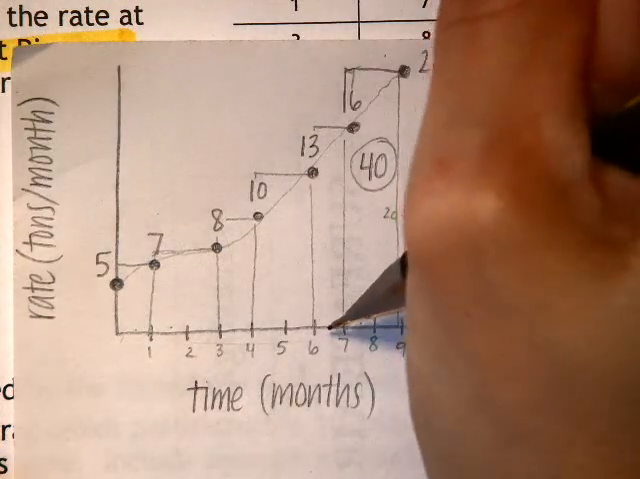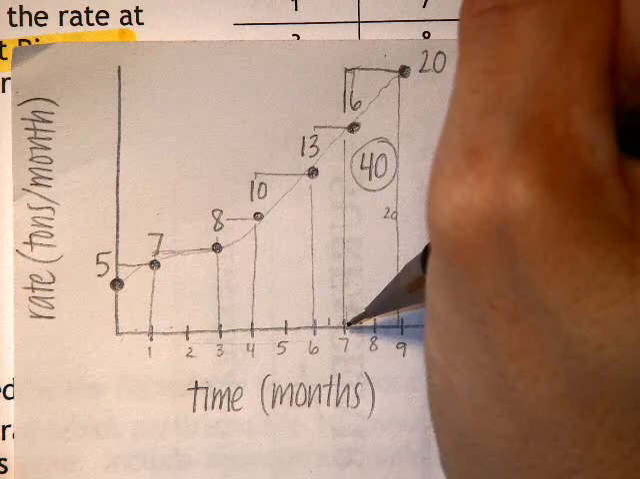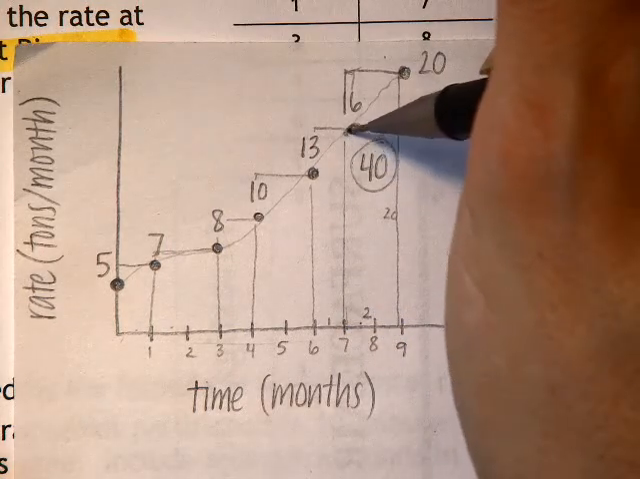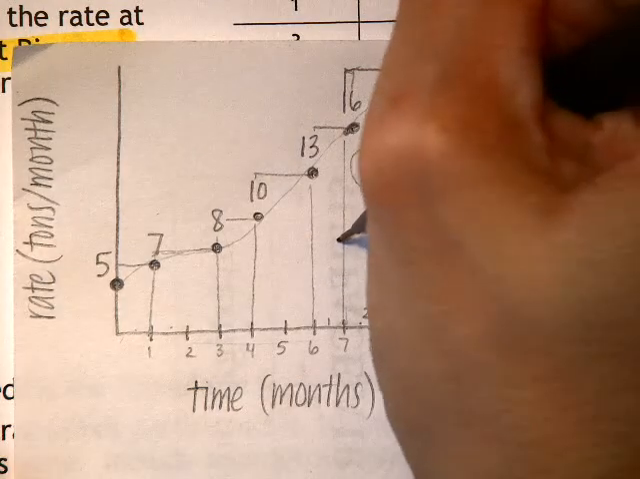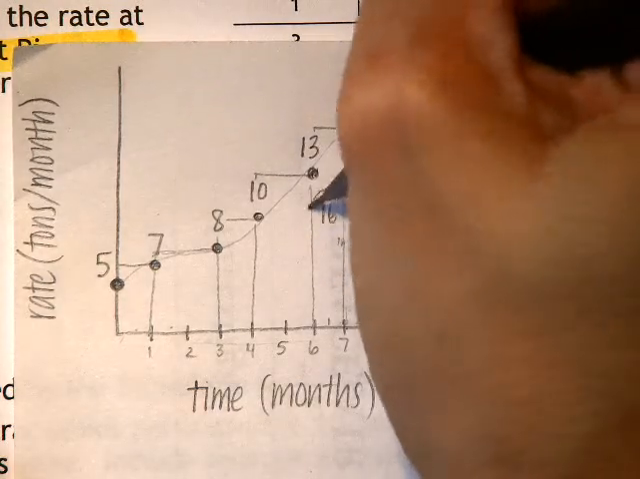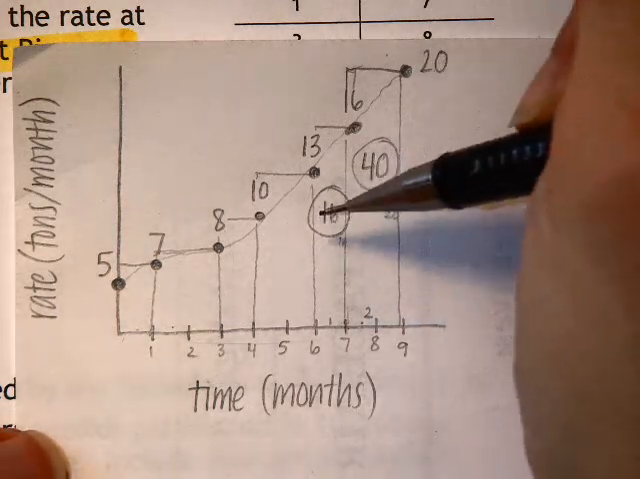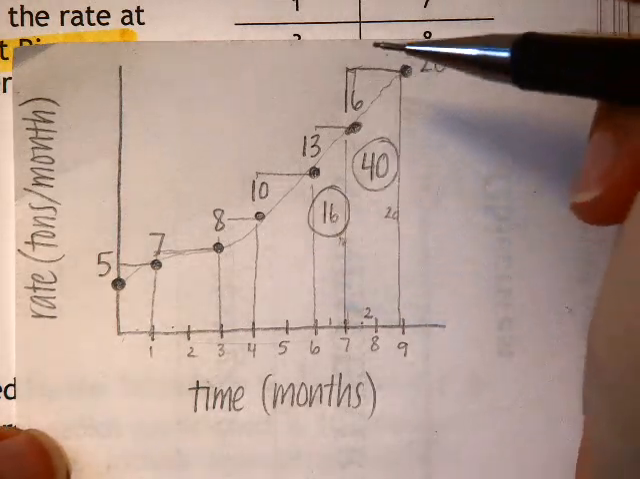The next one has a base of 1, because notice from 6 to 7, that was the entire width that I needed. And the height of this rectangle is predicated on this right-hand corner, which was 16. 1 times 16 has an area of 16. And you'll notice I'm just circling my areas as I go, so that way I can tell when I'm done which ones I'm going to add up.